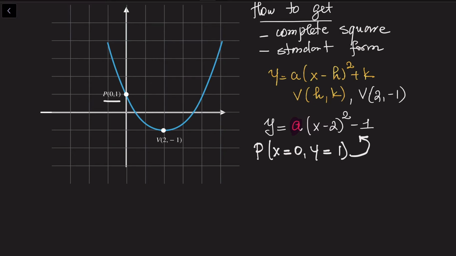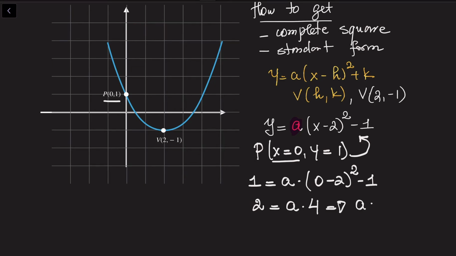So instead of y on the left-hand side, I'm going to substitute 1, which is equal to a times, instead of x on the right-hand side, I'm going to substitute 0. So it's going to be (0 - 2)^2 - 1. Then if the 1 goes to the left, it's going to be 2 equal to a times (-2)^2, which is 4. From here, we can figure out that a is equal to 1/2.